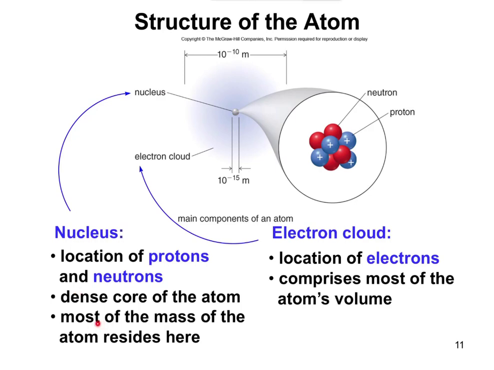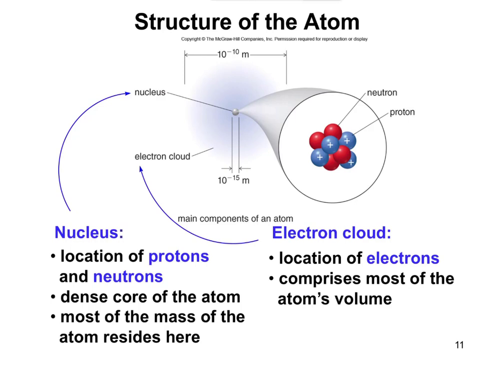And I say most of the mass, pretty much all of the mass. We just don't want to sell the electrons short. They still have mass to them. They're just negligible in terms of how they relate to the protons and the neutrons. So most of the volume of the atom comes from the electrons, right? And most of the mass comes from the protons and the neutrons, which are in the middle.